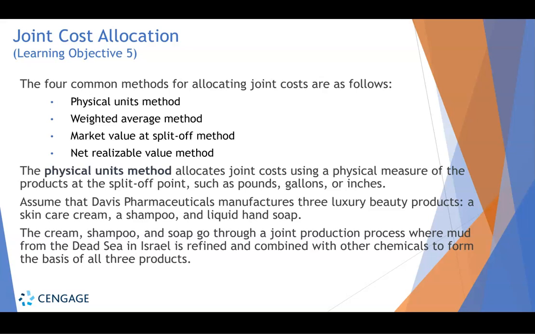So here, the physical units method allocates cost using a physical measure of the products at the split-off point, be it pounds, gallons, or inches. Assume that Davis Pharmaceutical manufactures 3 luxury beauty products: a skincare cream, a shampoo, and a liquid hand soap. The cream, the shampoo, and the soap go through a joint production process where mud from the Dead Sea in Israel is refined and combined with other chemicals to form the basis of all 3 of these products.